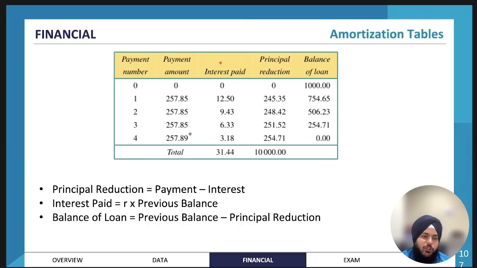And as you can see, the interest paid is actually decreasing over time, because as the balance of the loan decreases, less and less interest is generated. So if you have a really high principal, you're going to pay a lot more interest, and over time it's going to decrease. The balance of the loan is just the previous balance minus the principal reduction. Principal reduction is, as the name suggests, how much the principal is being reduced by in that particular payment period.